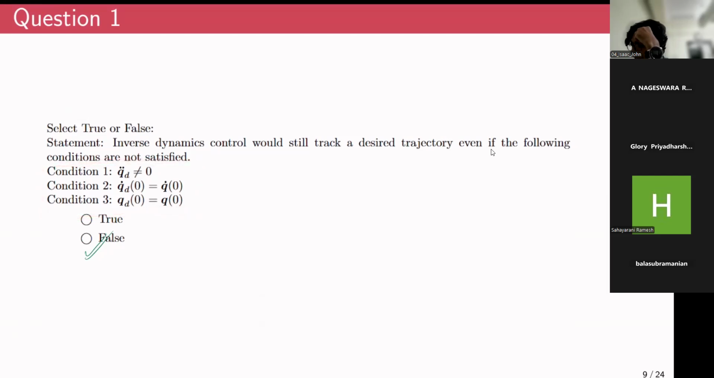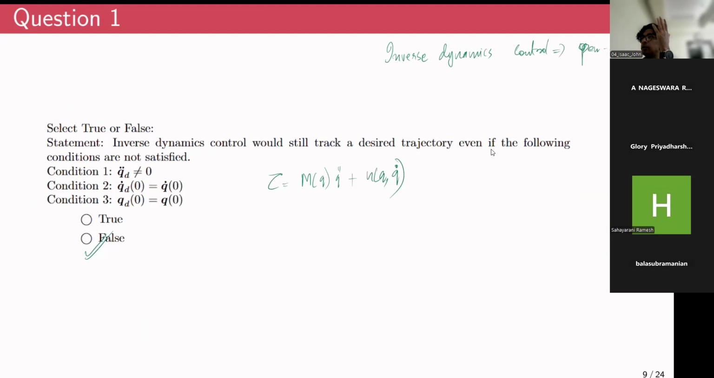So I'll just briefly say why that is so. We know the dynamic equation of motion of a robotic manipulator is something like this: tau would be M of q times q double dot, plus N of q, q dot. This inverse dynamics control is an open loop control, right? Inverse dynamics control is basically an open loop control law.